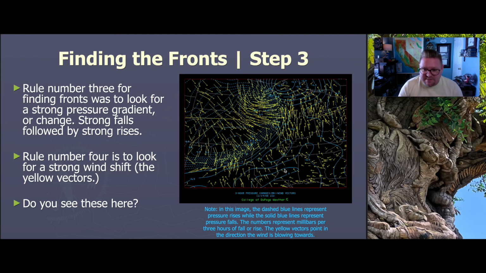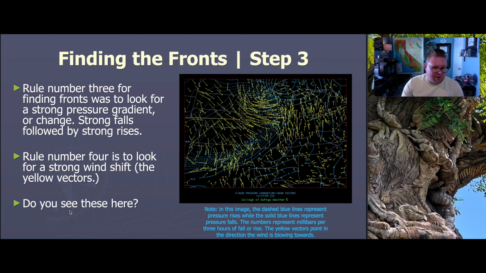It says, note: in this image the dashed blue lines represent pressure rises while the solid blue lines represent pressure falls. The numbers represent millibars per 3 hours of rise and fall, and the yellow vector or arrow lines are pointing in the direction that the wind is blowing towards. So it's showing the direction and force.